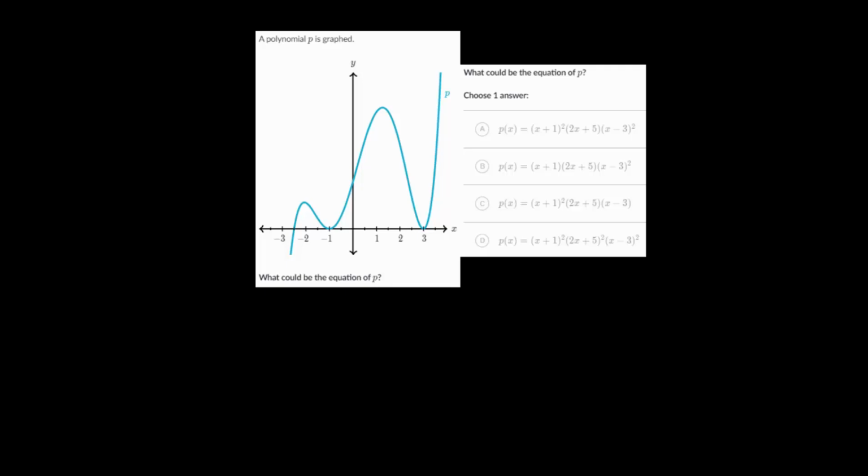Now, just to get a little bit more practice, let's go through a few more example problems, just so that we can feel more confident about this concept of multiplicity. And just like the last problem, we have a polynomial p that's graphed, and we need to find its equation. And like the last problem, we're going to start by first figuring out when the polynomial is equal to 0.